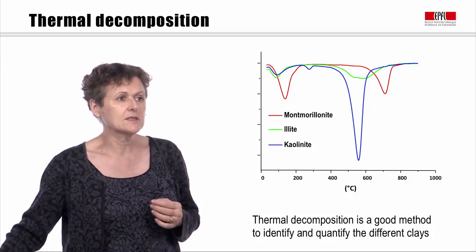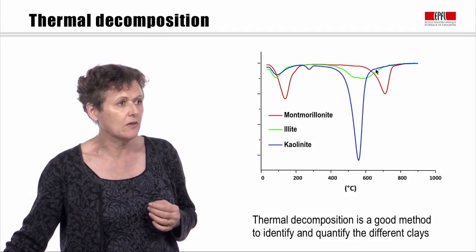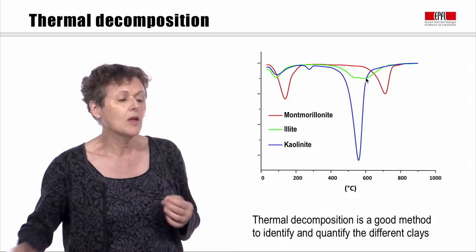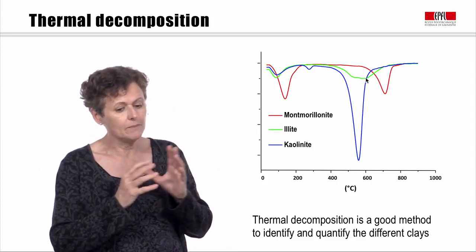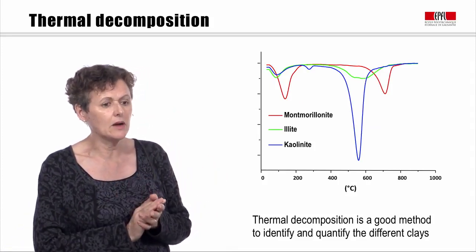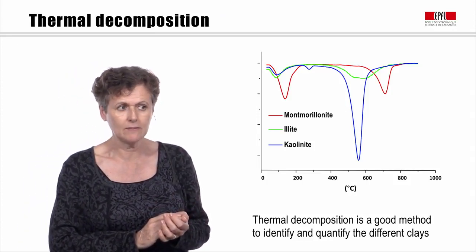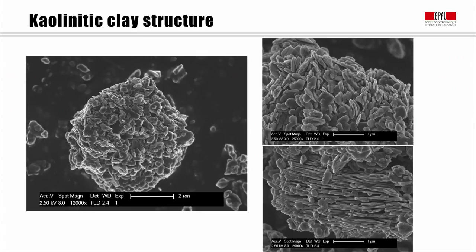Of course, as you can see, there will be a small interference if you have also some illite in your sample. But these kinds of effects can be determined by looking at something like an X-ray diffraction diagram. If we look in the electron micrograph, we can see this layered clay structure. We can see that the clay is made up of little platelets.